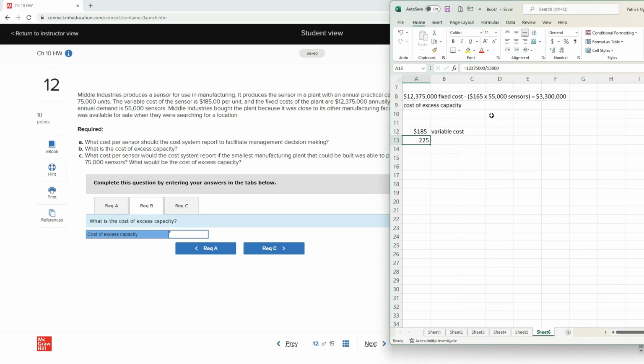And so what that does is it spreads the cost over those 55,000. Since the excess capacity is for the customer's benefit, then the customers have to absorb all those costs. So it's going to be the 185 plus the 225, and that gives us $410 for the cost for part C.